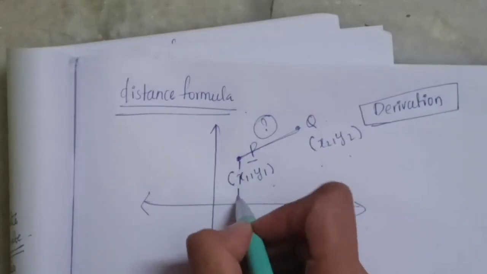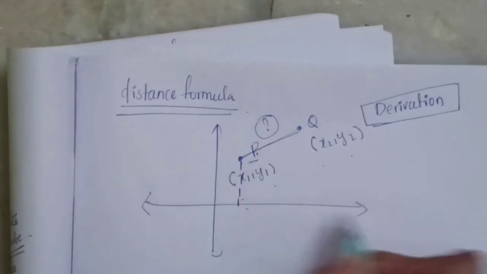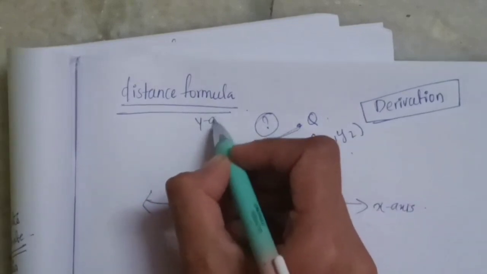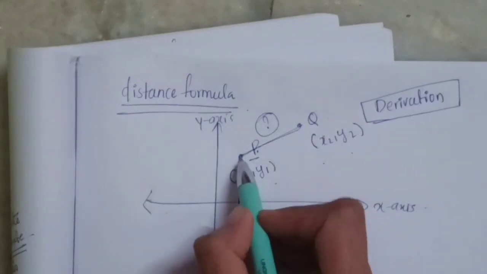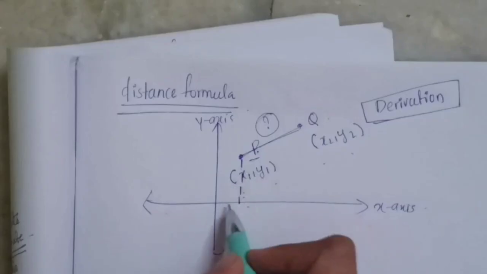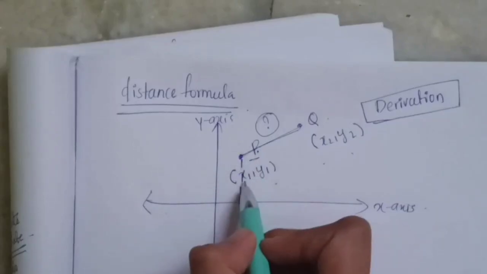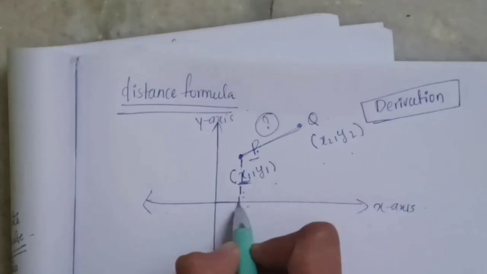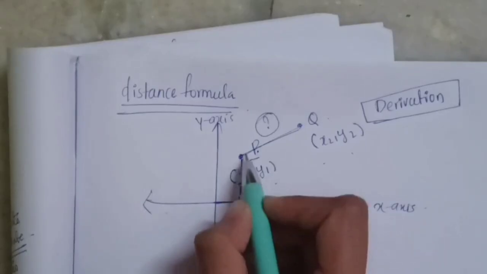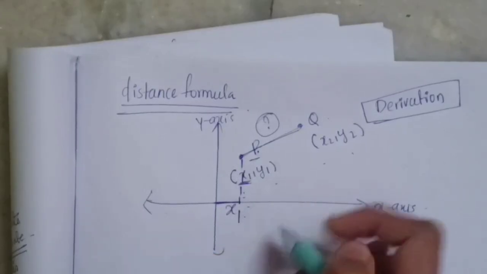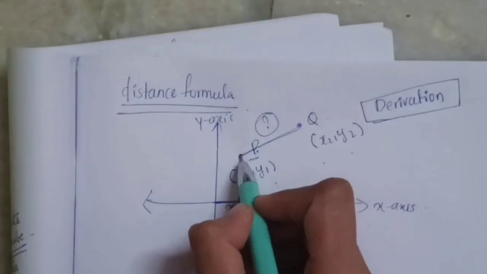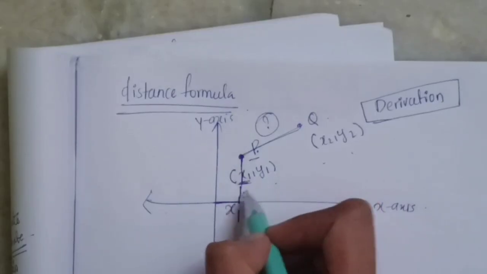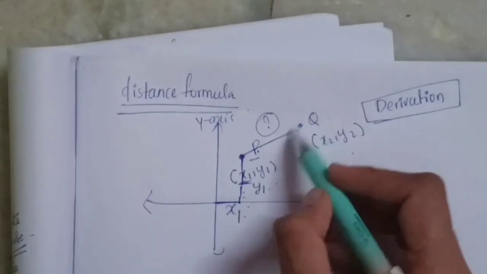Draw a perpendicular line from P to the x-axis. This is the x-axis and this is the y-axis. What is meant by x1? x1 is the distance measured on the x-axis, so this is the x1. And what is y1? It is the distance measured on the y-axis, so this is the y1, right?